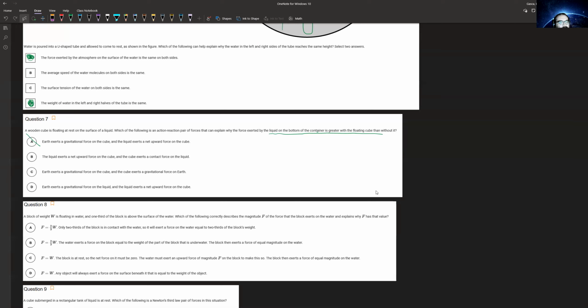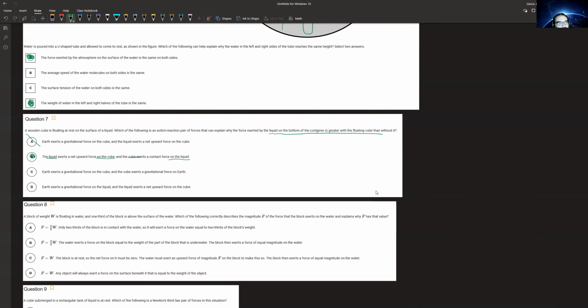Let's see here. B, the liquid exerts a net upward force on the cube, and the cube exerts a contact force on the liquid. So here's our action-reaction pair. The liquid exerts a force on the cube, and the cube exerts a force on the liquid. To find the action-reaction pair, we generally want to swap the words "by" and "on." And so B is going to be our best answer choice.